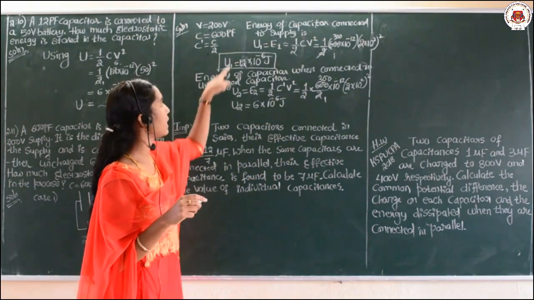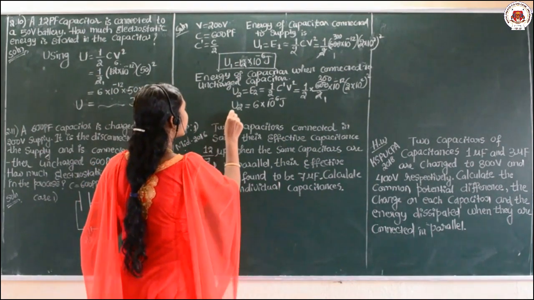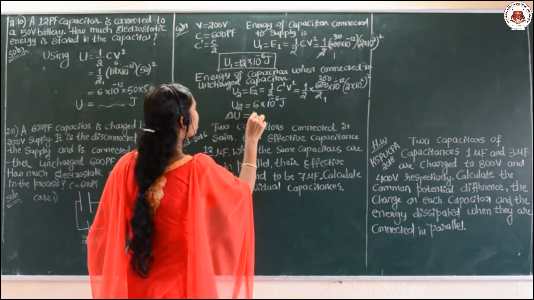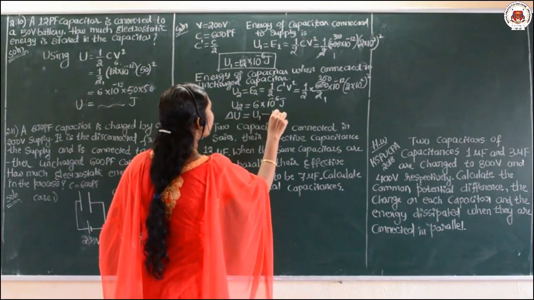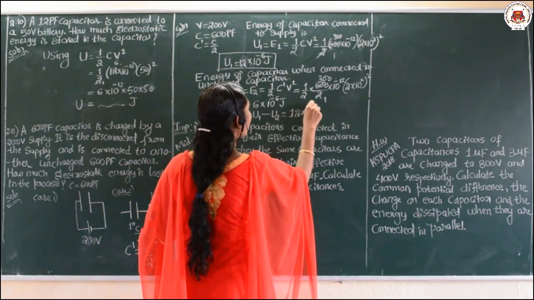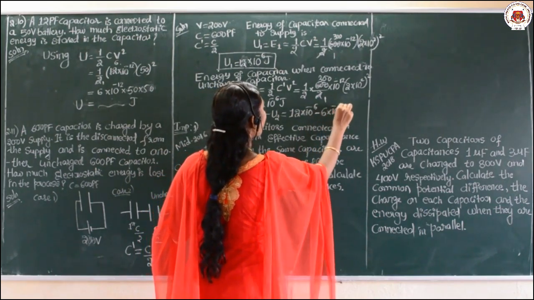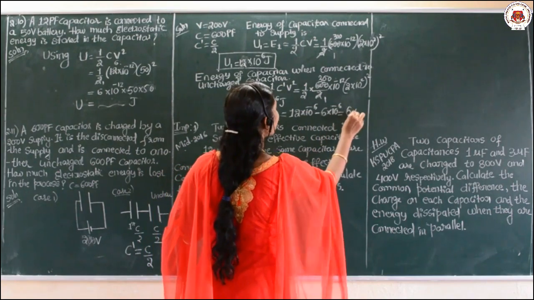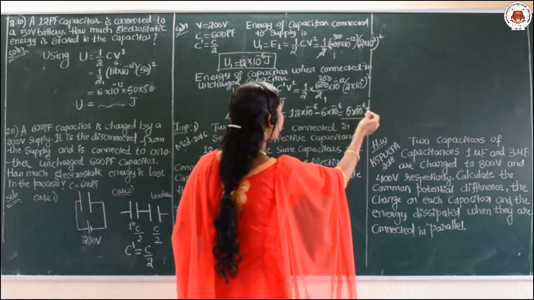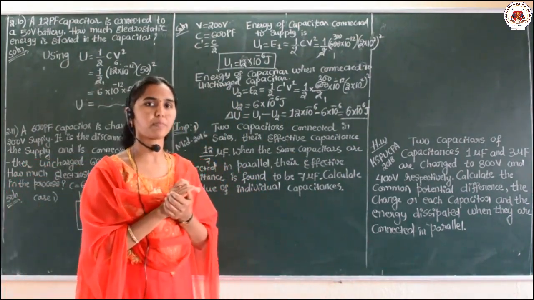We calculated the energy in both the cases, but what is my question? What is the energy lost in the process? Energy lost, delta U is equal to U1 minus U2, that is 12 into 10 raised to minus 6 minus 6 into 10 raised to minus 6. So the final answer is 6 into 10 raised to minus 6 joules. This is my answer. Hope you understood the steps.